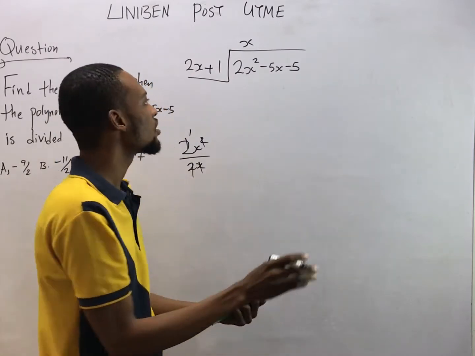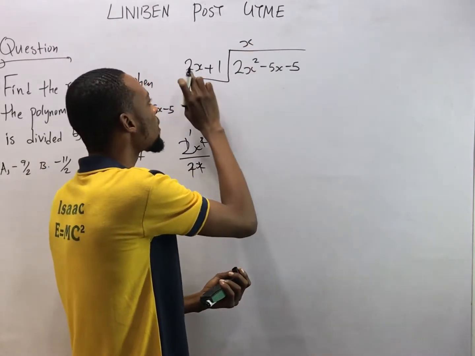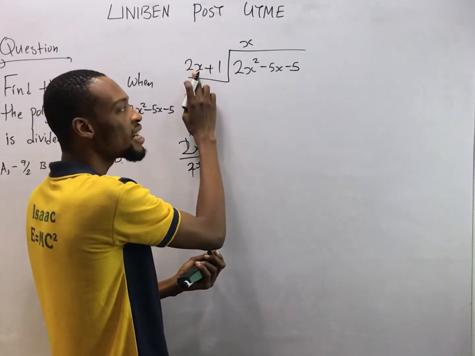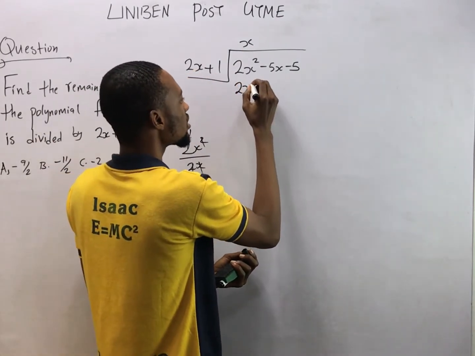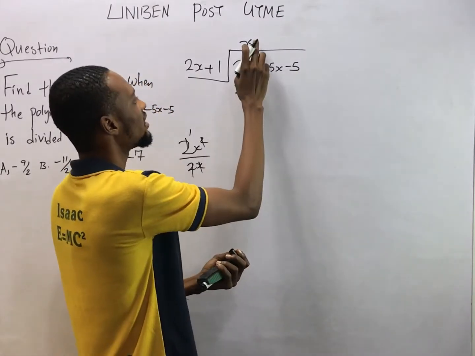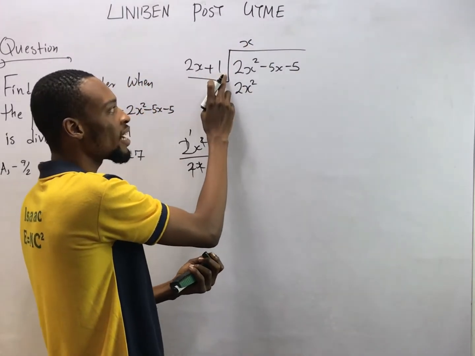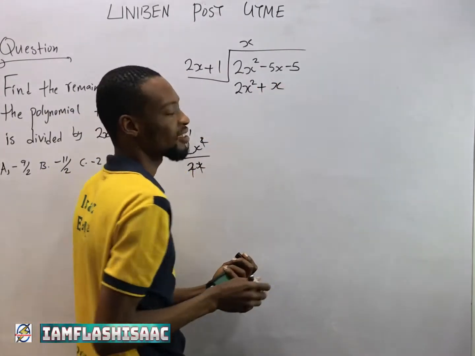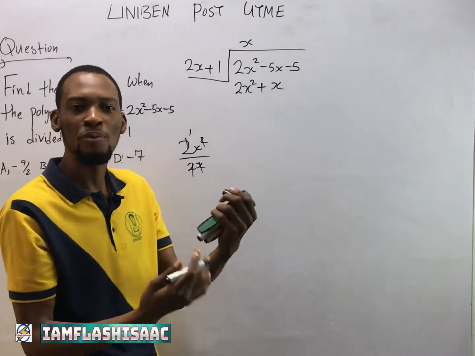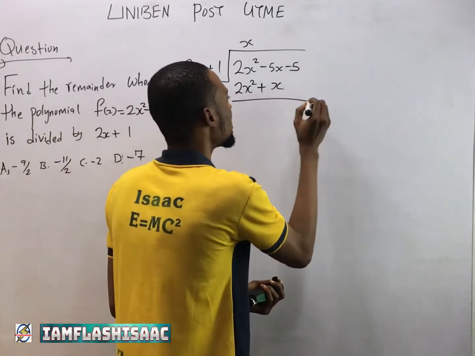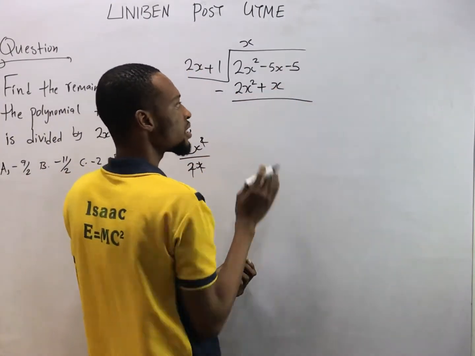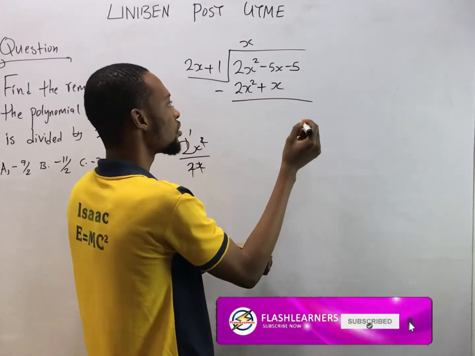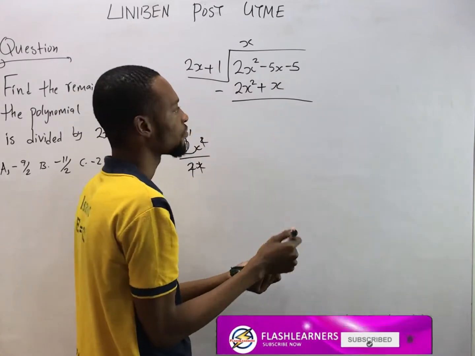Now that you have that, use this s to multiply these guys. It will give you s times 2s is 2s squared. Then s again times 1 is s. So this will give you plus s. After this step, subtract. You draw a line here, minus here, subtract. There's nothing here, so here you can take it as 0. Leave it blank or put 0.